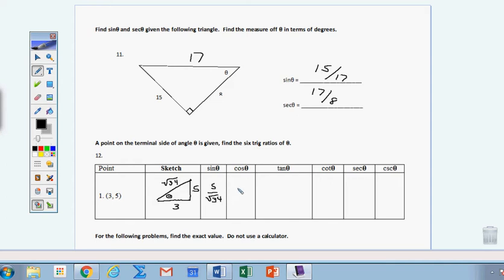Makes the cosine 3 over root 34. The tangent would be opposite over adjacent, which would be 5/3. Cotangent would be the reciprocal of that, 3/5. Secant, the reciprocal of cosine, which would be root 34 all over 3. And cosecant would be the reciprocal of sine, so it would be root 34 over 5.